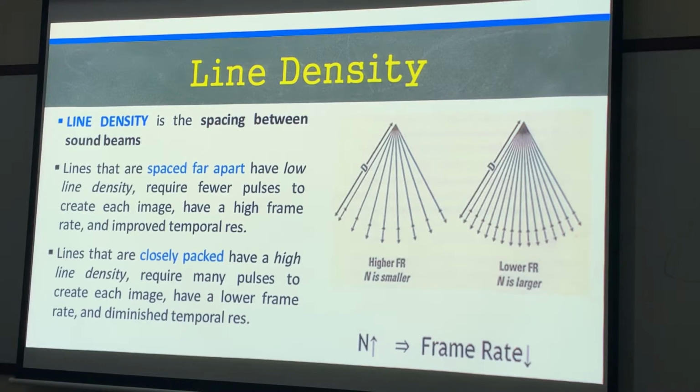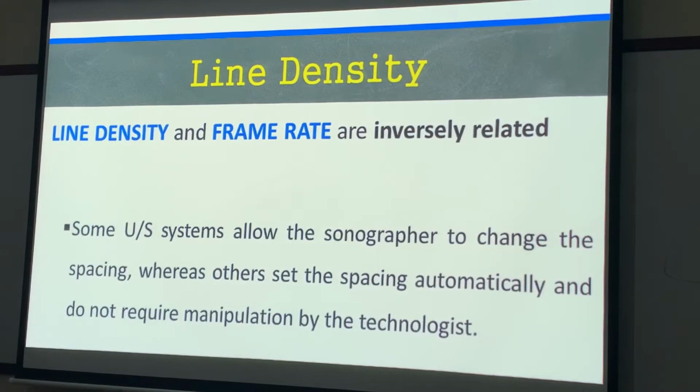It still has nothing to do with the image. Yeah, it's going to change the image, because this changes the quality, because now I have more information. Now I'm sending out enough pulses to get a lot more information in between those gaps. So now I'm getting more accurate information, and now my machine is not making up as much information as it normally does. Okay. So line density and frame rate.